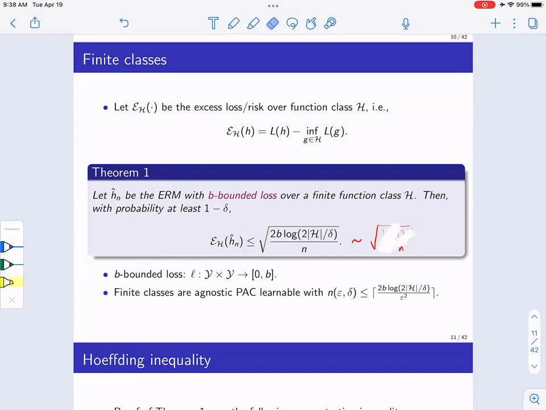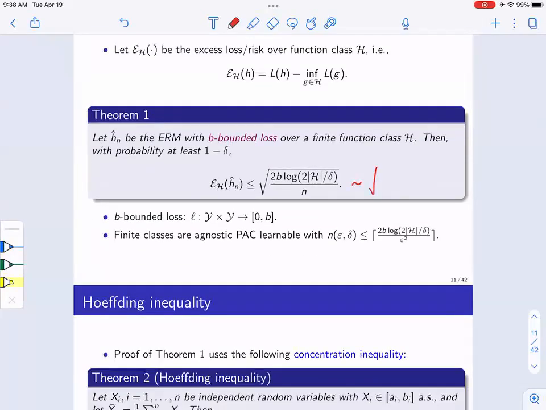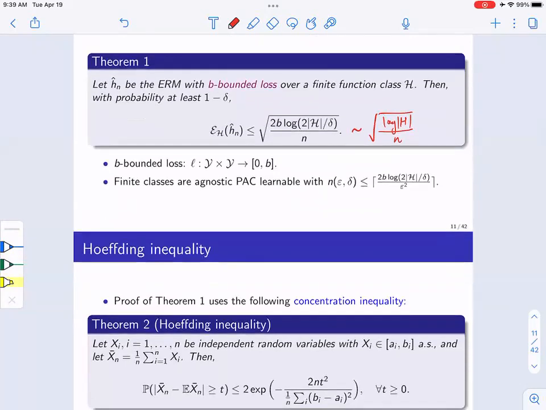That's the scale. So if log |H| is small, like if it's constant, then definitely this goes to zero. For example, I can take the delta to be even 1/n if I want, and I get log n divided by n, which still goes to zero. So the probability that it's going to zero is going to one. This is going to zero as well. Even if the cardinality of H goes to infinity, if it's slow enough, then you're fine.